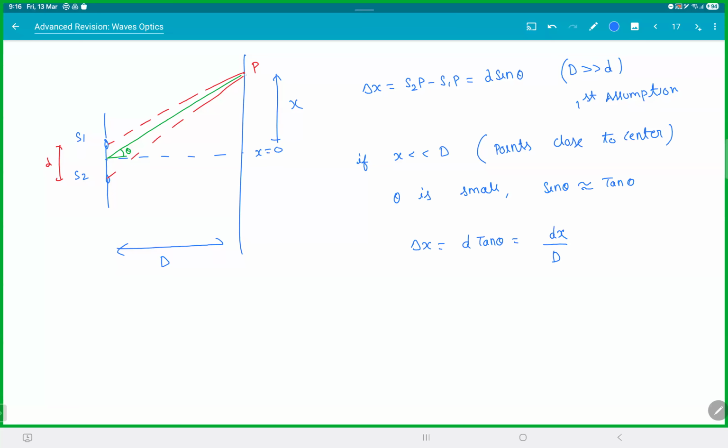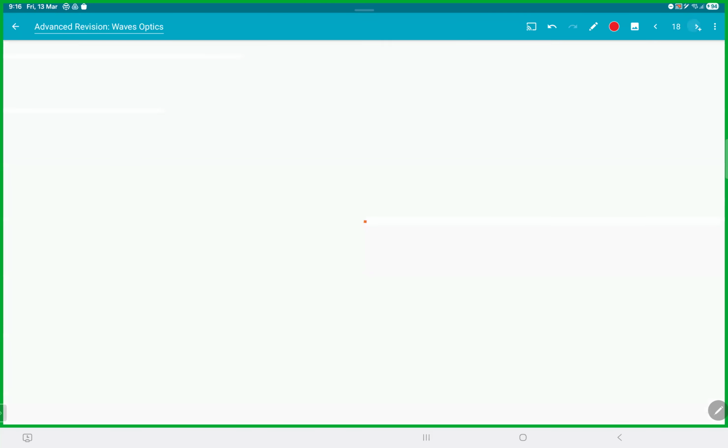So if you have a point P somewhere on a screen at a distance x, the path difference is given by dx by D, under the second assumption. Once you have the path difference, then we will say the phase angle is 2 pi by lambda delta x. Then generally you want to find the intensity. The resultant intensity, this is the general formula if your intensities are different, is I1 plus I2 plus 2 root I1 I2 cos phi. Clear with the assumptions? So under these two assumptions, the formulas were derived. So let's see a question.